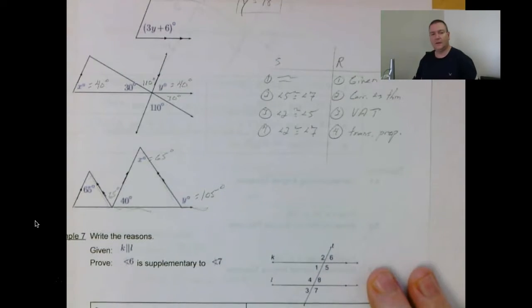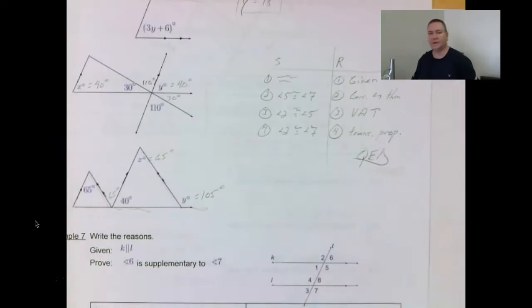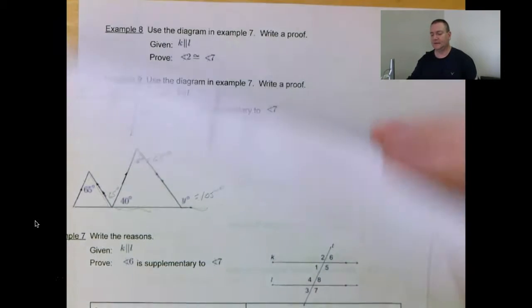Congruence. And that's what our goal was. Angle 2 congruent to angle 7. Q.E.D. Quod erat demonstrandum. That which I wanted to demonstrate has been demonstrated.